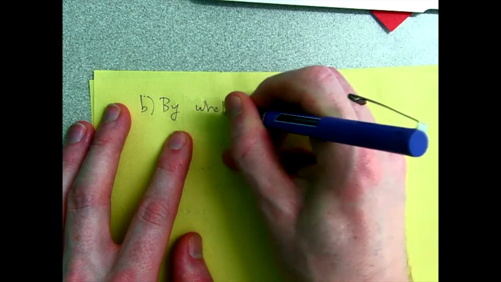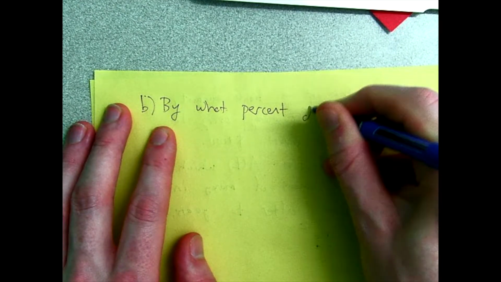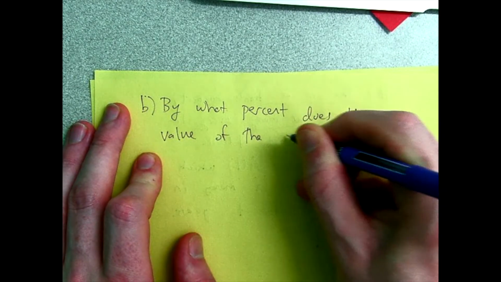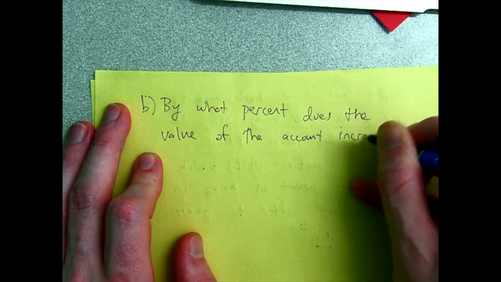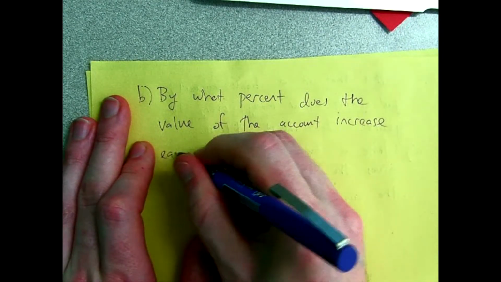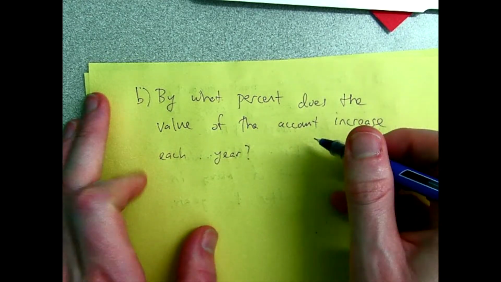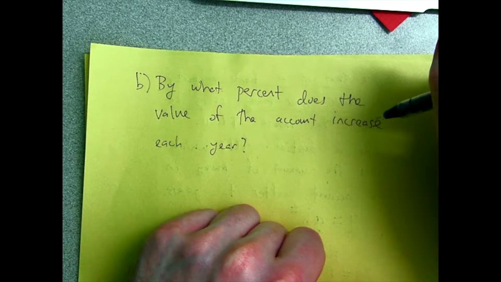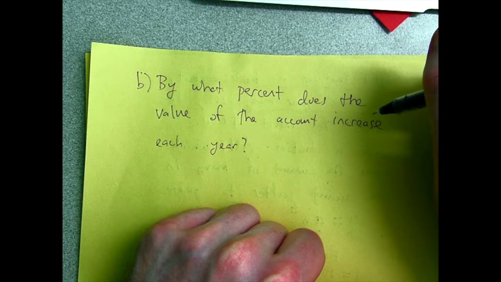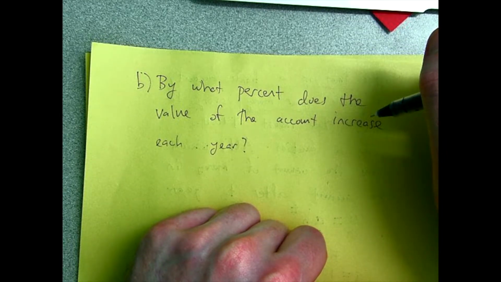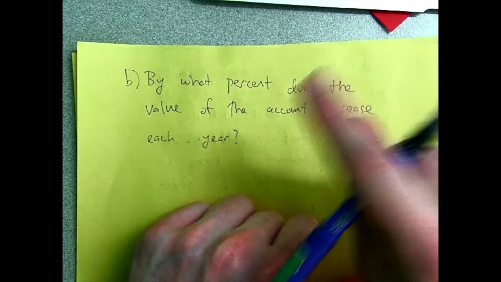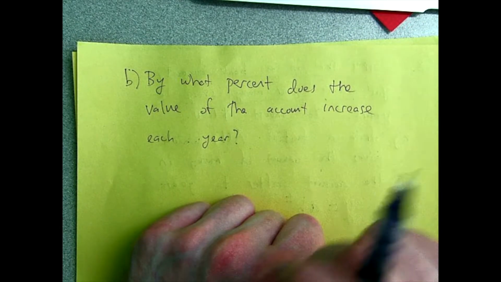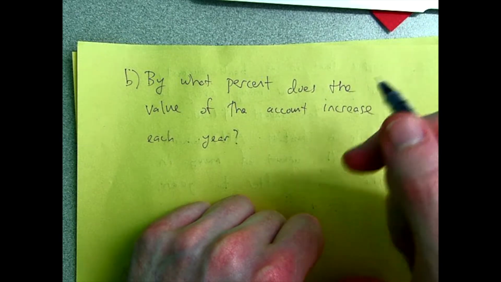By what percent does the value of the account increase each year? Okay? This is rather tricky. Now the thing is, we know that the account doubles in value every 12 years. So every 12 years, we know that there is a 100% increase. But that's not what I'm asking about here. Here I'm asking you, what happens in a single year? After 1 year elapses, by what percentage has the value of the account gone up?